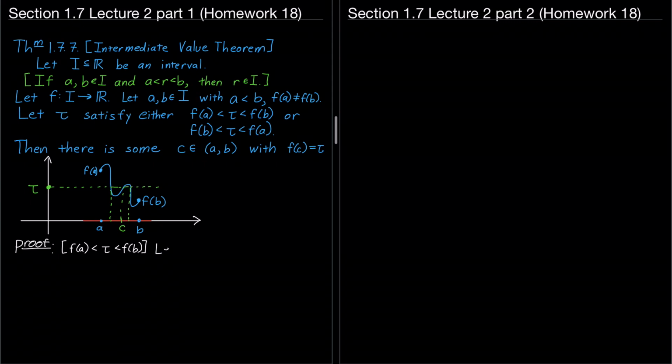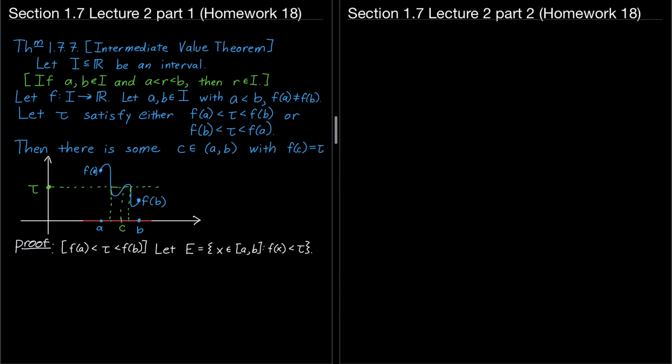So let's let E be the set of all points x in this interval from A to B with f of x less than tau. Because our domain is an interval, we have that every number between A and B is in I, and therefore f of x is defined for all x between A and B. So this set exists.